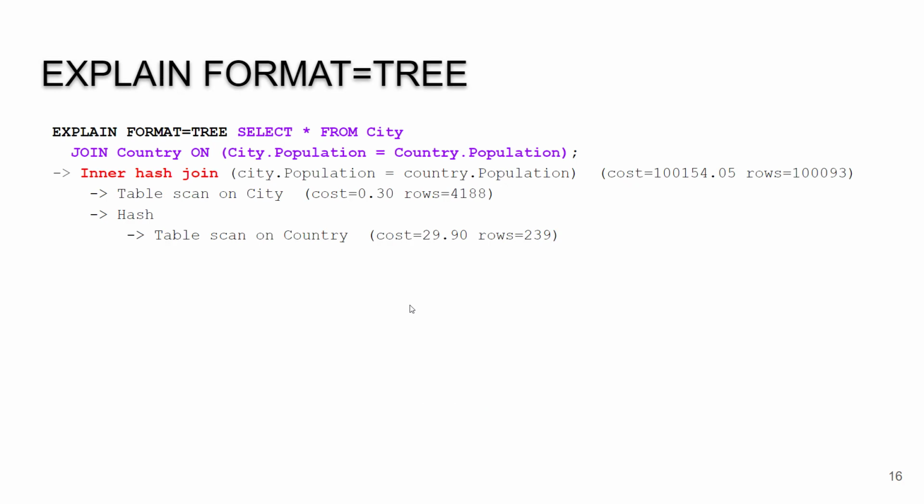Now, if you use explain format equals tree, this is a different query, just slightly. We're selecting all from city again, but we're pulling in some information from another table. It will tell us what type of join is made here. In this case, it's an inner hash join, and the columns that are being joined, and the cost and the number of rows that are going to have to be read.